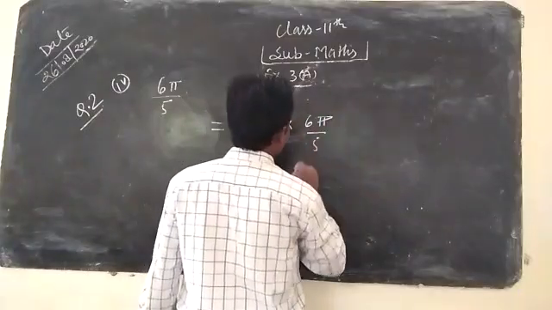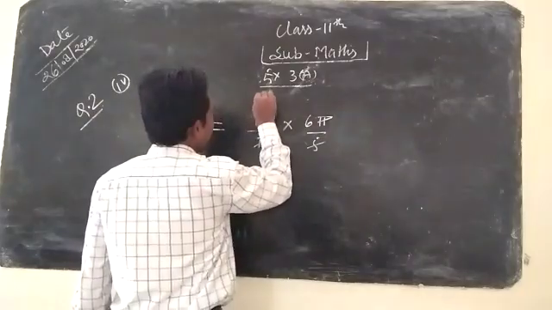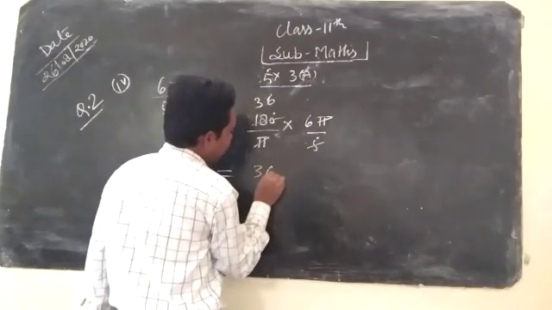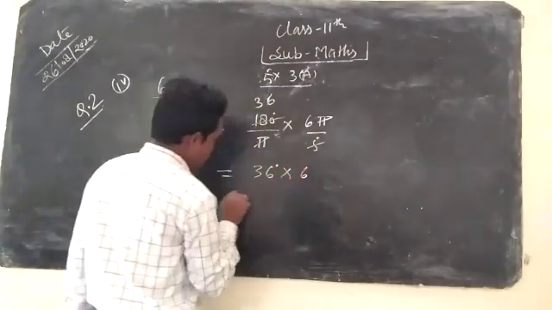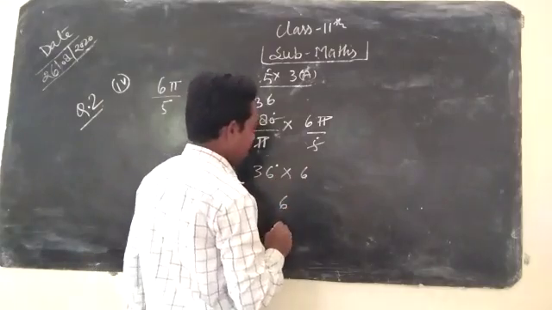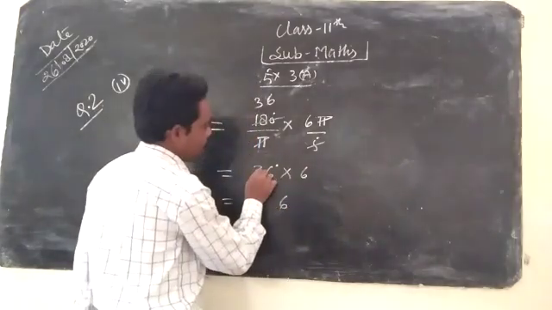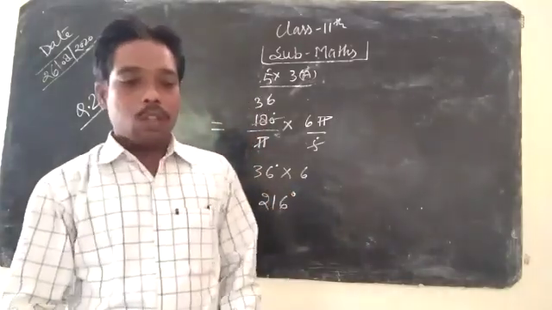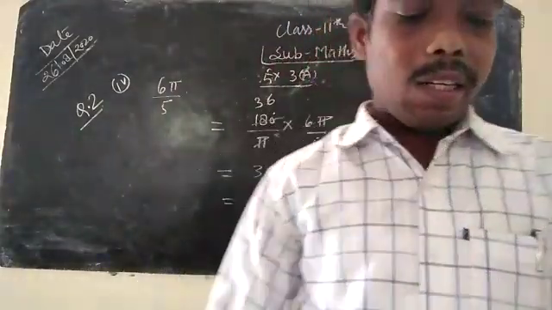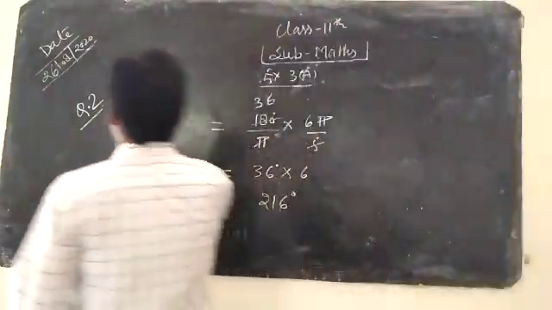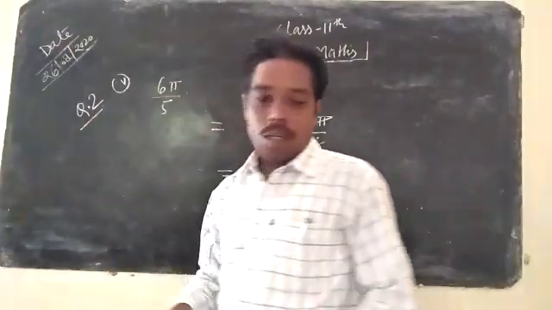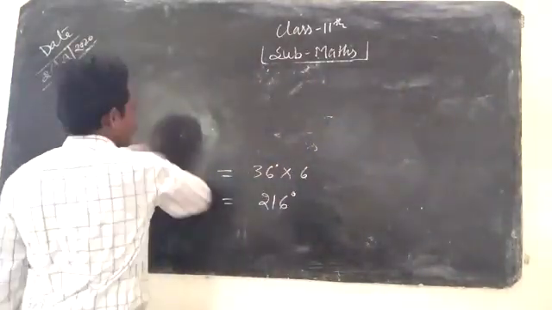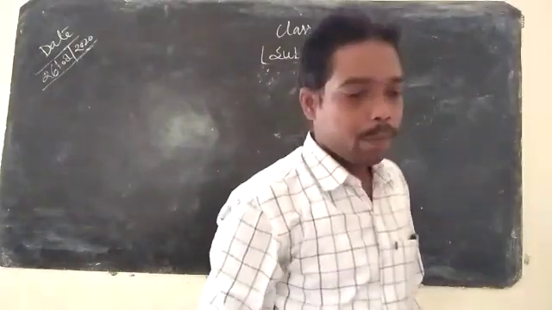So pi cancel. 5 6s are 30, we get 36 degree multiply with 6. We get 6 6s are 36, carry 3, 6 3s are 18, plus 3, 21. 216 degree. So this is your answer, 216 degree, which is indicated in the fifth question. So solve other questions like that and write in your copy.